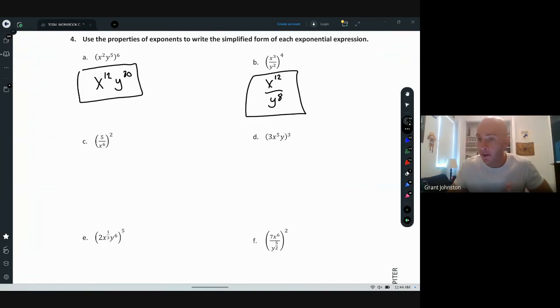C and D are a little bit different just because they have some numbers. So remember that the 2 is going to multiply to the exponents of what's inside the parentheses. So that 5 to the 1 is going to become 5 to the 2nd. I'm going to be doing 5 to the 2nd power. And 5 to the 2nd power is 25. 5 times 5 is 25. And then this will be x to the 12th.